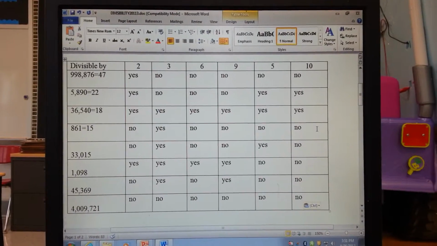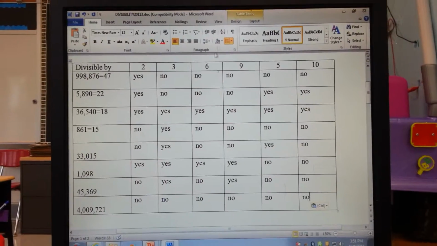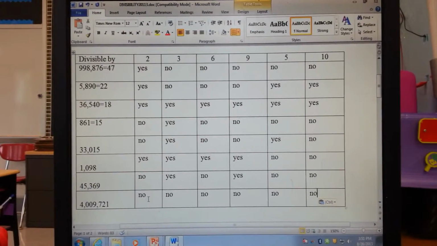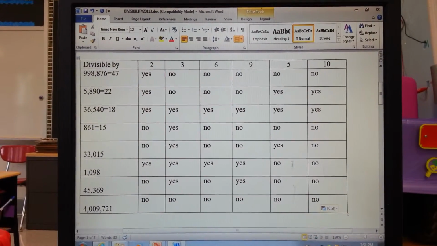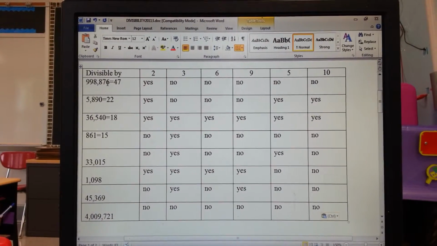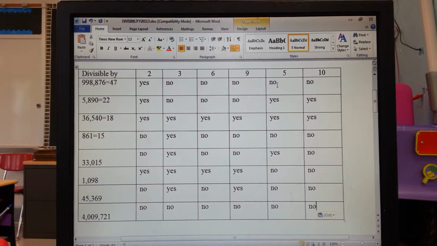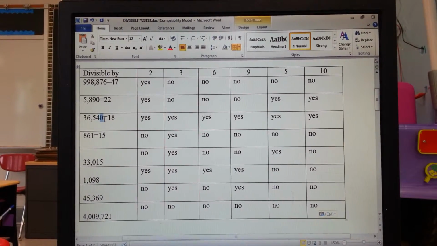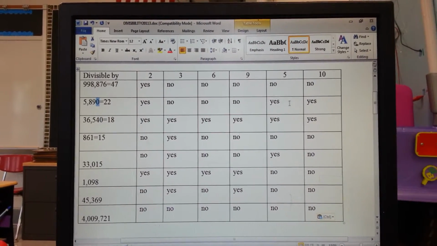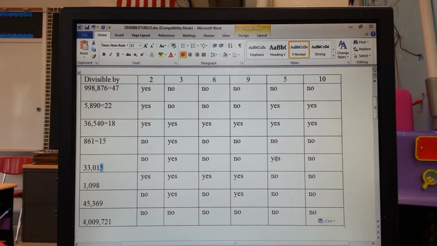Okay, so we have all of those. Here are the answers for the homework. And once again, the easiest ones to do are the 2s, because all even numbers are divisible by 2. And then you skip and do the 5s, because that's the next easiest rule. Every number that ends in 5 or 0. So that ends in 0, so it's divisible by 5. This ends in 0, so it's divisible by 5. Also, when a number ends in 5.